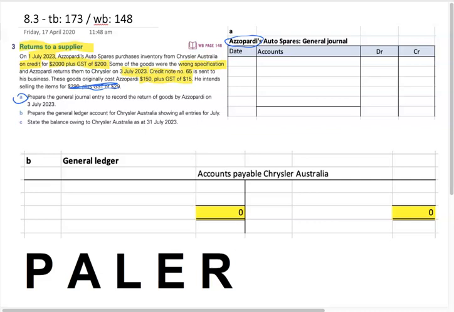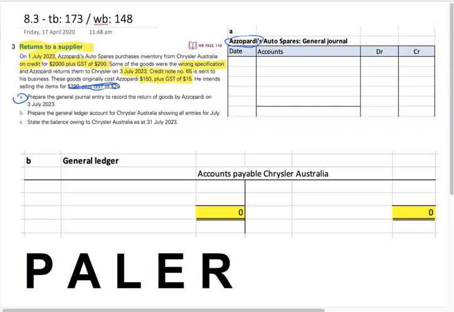We're then going to be asked to prepare the general ledger account for Chrysler Australia, showing all the entries for July, and then work out how much we as Azo Party owe to Chrysler Australia. So there's a lot going on in this question. Let's take a step back and pause and make sure we're all on the same page on our debits and credits, because we're going to have to think through our debits and credits really hard for this question.